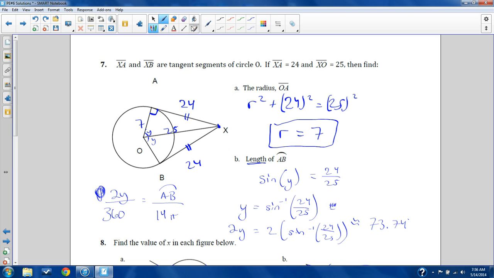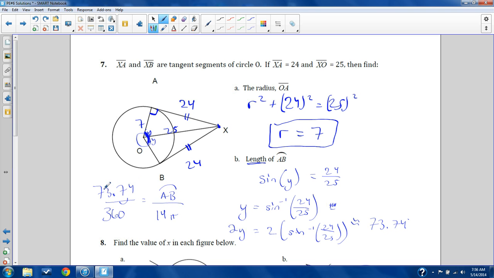So here on top, you set up this proportion. Your central angle, this entire thing right here, this 2Y, is about 74 degrees. So 74 out of 360 will equal this length out of the circumference of your entire circle. Whatever fraction this is out of 360 is the same as whatever this fraction is out of the entire circle. That's what this proportion means. So 73.74 degrees out of 360 equals AB over 14 pi.